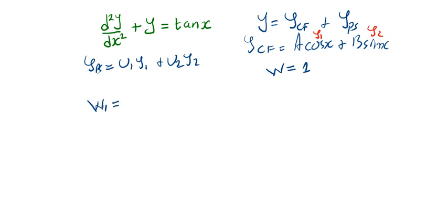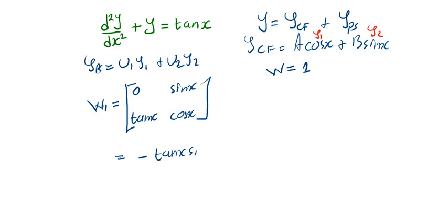So let's get our w1. w1 is just equal to, we said we put 0 here, then here put g of x, which is our tan x. Then y2 is sine x, then y2 prime is cos x. Okay, so finding the determinant of that one, we just find out that it's minus tan x sine x there, like that. So our w1 is equal to minus tan x sine x.